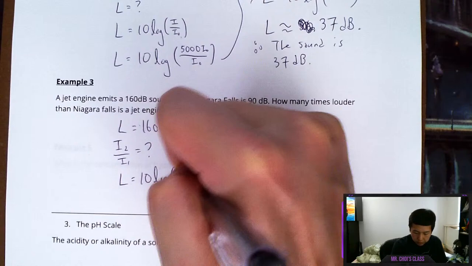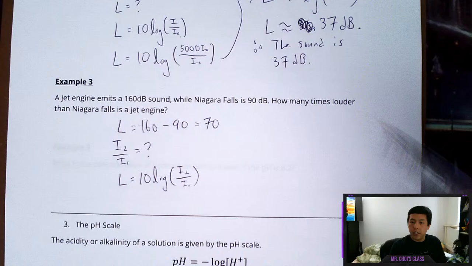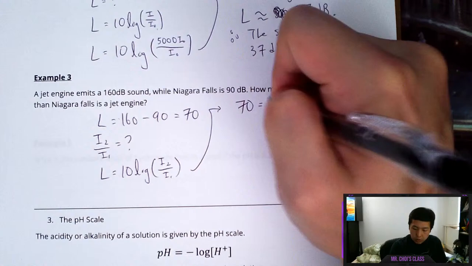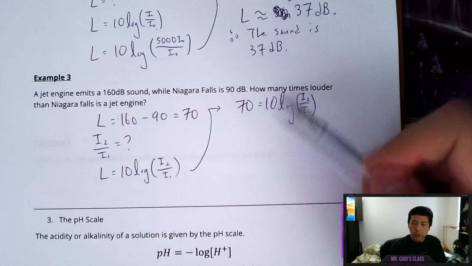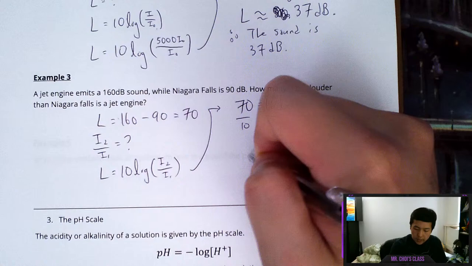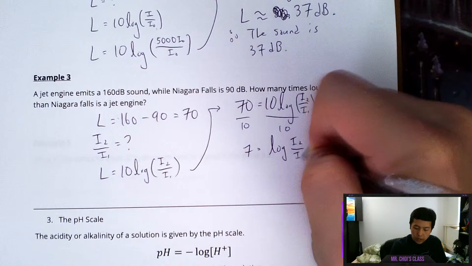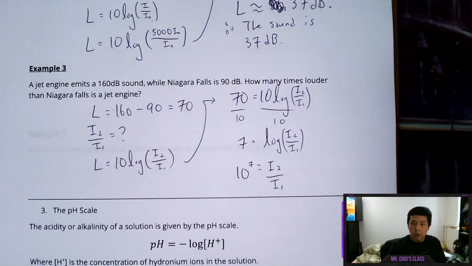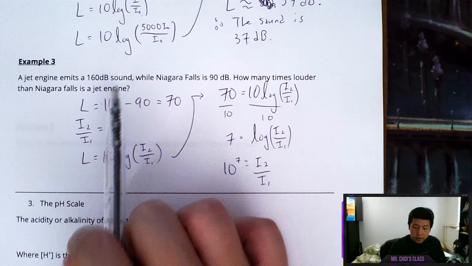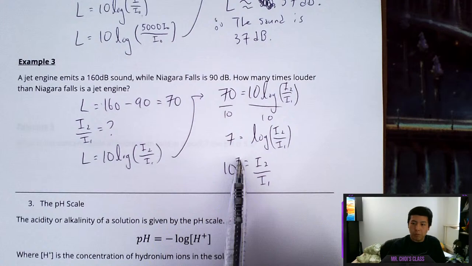Right? And I over I naught is interchangeable with I2 over I1. So when we substitute it in, we're going to get 70 is equal to 10 log of I2 over I1. And of course, before we convert to exponential form, we get rid of the 10 by dividing by 10 on both sides. And that's going to give me 7 is equal to log I2 over I1. Converting to exponential form, we get 10 to the power of 7 is I2 over I1, which means just a bare difference of 70 decibels means it's 10 to the 7 times stronger, more intense of a sound.